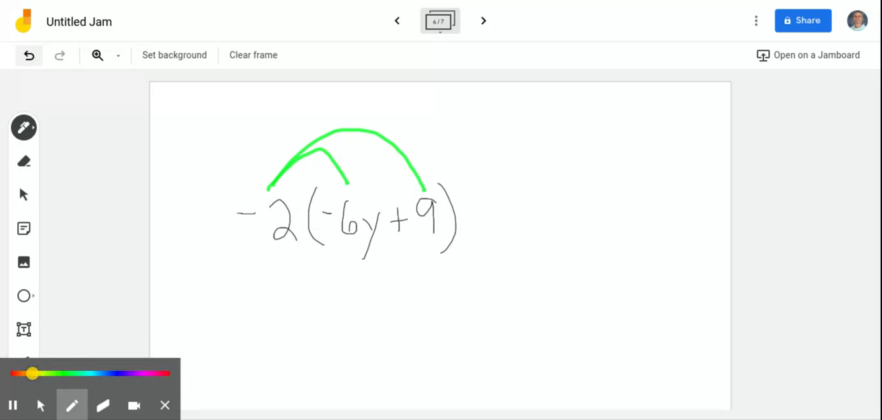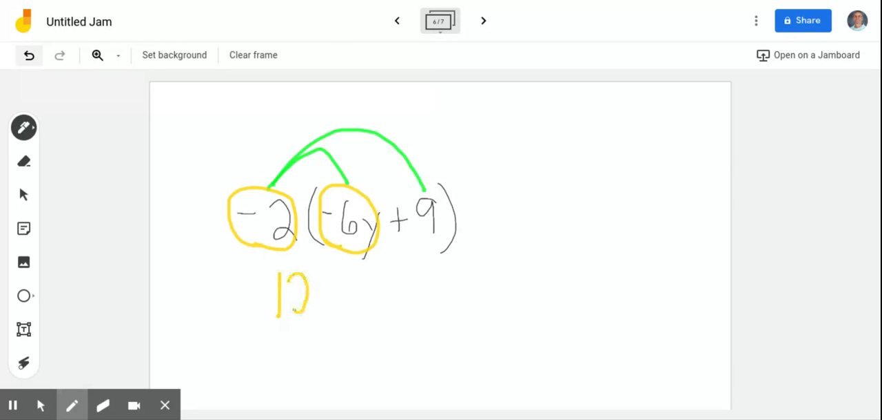All right, so we got negative 2 times negative 6. We got a negative times a negative. It's going to be a positive, so it's going to be positive 12y. And then we got negative 2 times positive 9. So that gives us negative 18. So you got to do minus 18. And those two terms cannot be combined. So there's your answer.